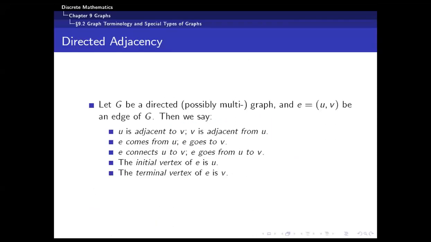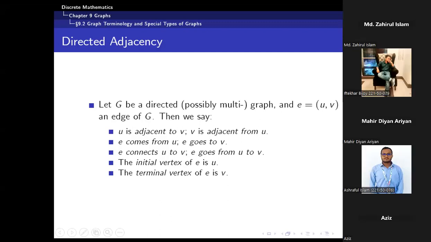Okay, so the next topic I'd like to discuss is directed adjacency. This topic will be discussed based on the directed graph or possibly a multigraph. So let us assume G is a graph which can be a directed graph, possibly a directed multigraph, where E is the edge equal to UV. That means U is the starting point and V is the finishing point, as it is a directed graph.